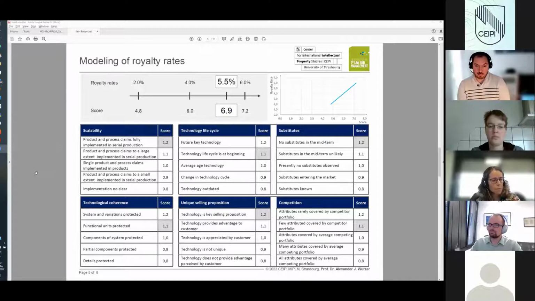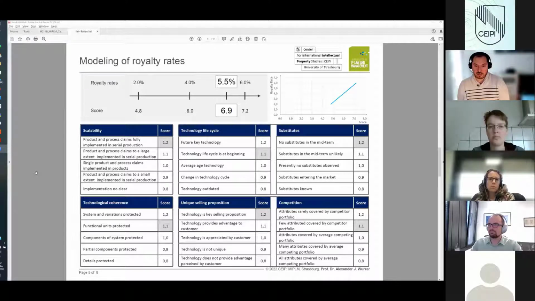So, for example, by taking into account the information that we received on the development level of the product and the associated process in correspondence with the available patents in the portfolio, we can say that the product and the process claims are fully implemented in serial production. Therefore, we attribute the maximum score for scalability, 1.2. There is a high level of technological coherence, although it's mostly functional units that are protected. So we attribute a score of 1.1.